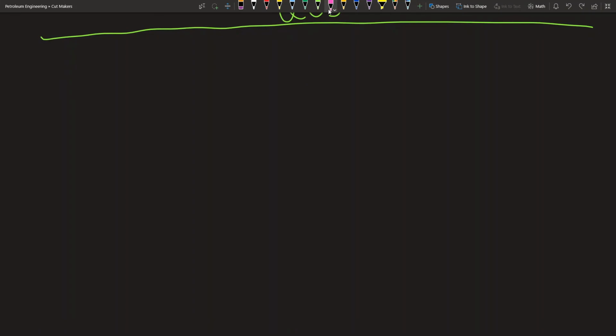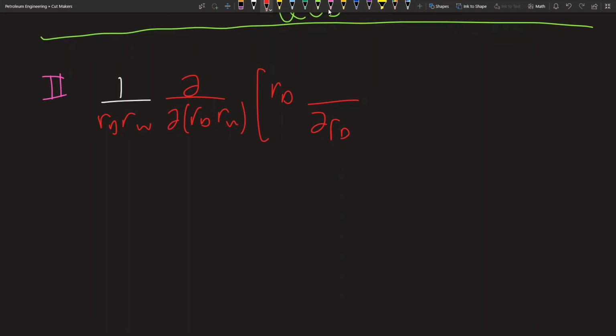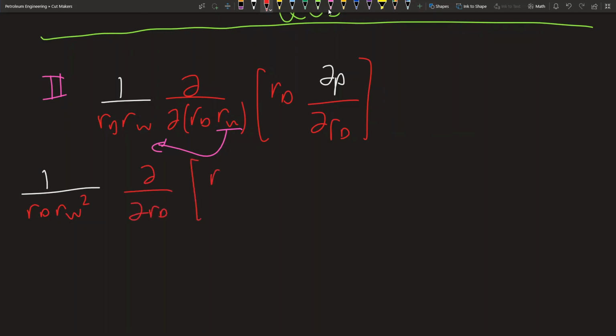Okay, I can. Okay, so going back to part 2, what we have is 1 over r_d r_w, ∂ over ∂r_d r_w, and we've shown this to just be r_d ∂p over ∂r_d. Okay, and using this above fact, you can actually just take out this 1 over r_w and bring it over here. So this is what we'll end up with: 1 over r_d r_w squared, ∂ over ∂r_d of r_d ∂p over ∂r_d.